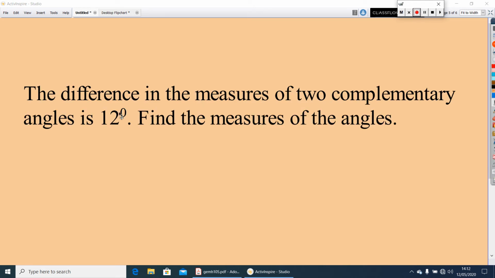Here is another question. The difference in the measures of two complementary angles is 12 degree. Find the measure of the angles. How will you find it out? You know 40 degree and 50 degree are complement to each other, because 40 plus 50 is 90 degree. But their difference is 50 minus 40, 10 degree. Similarly, you have to write two angles, but the difference should be 12 degree. Do find it out.